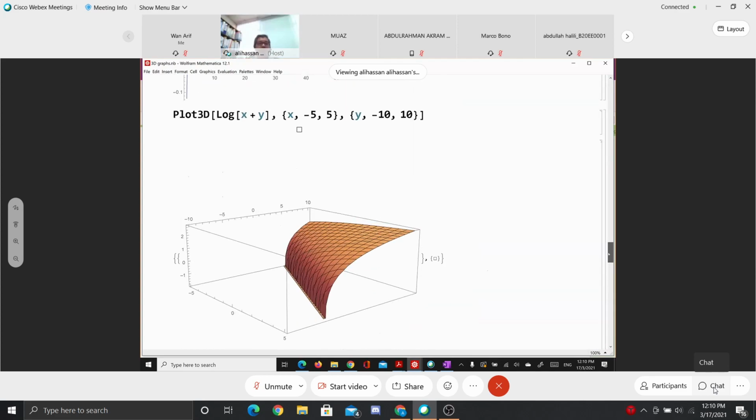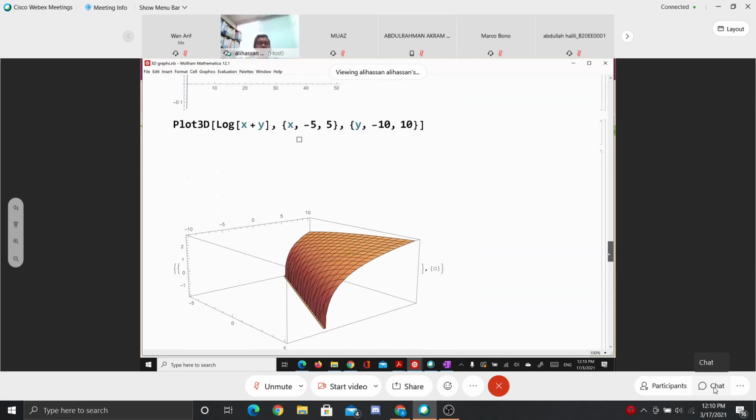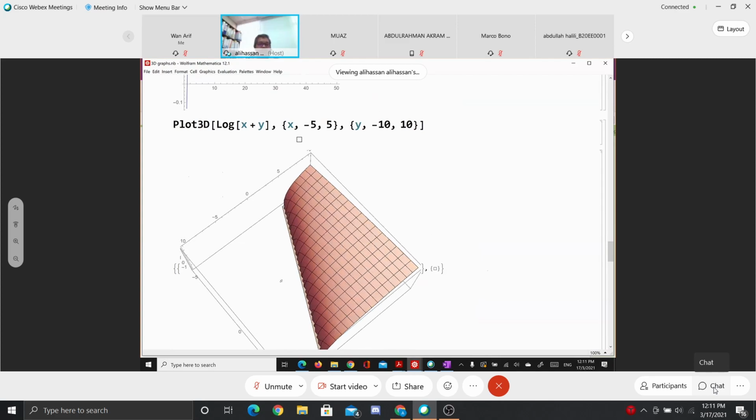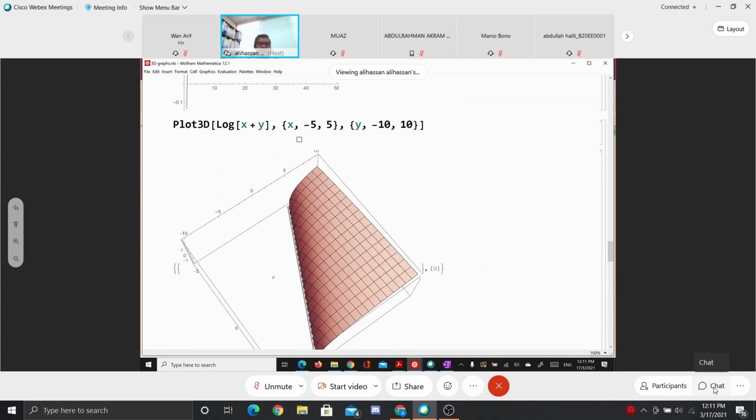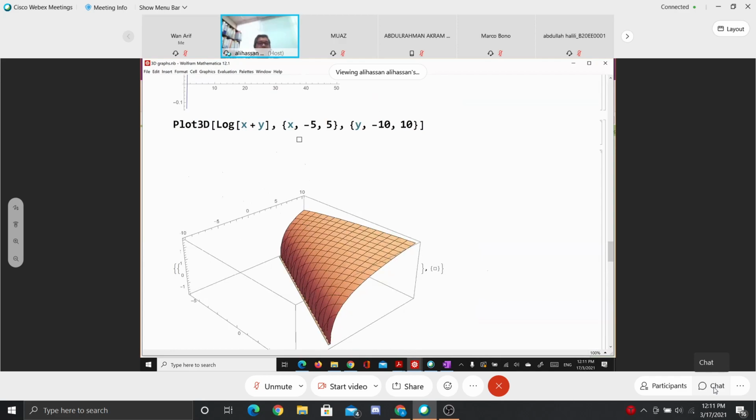This is another example, log of x plus y. For log of x plus y to be meaningful, x plus y must be greater than 0. That means y must be greater than minus x. So y equal to minus x is a line. The function is undefined below the line y equal to minus x. That's why you don't see any graph on this part here, because of the domain.